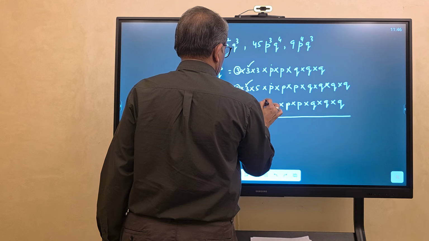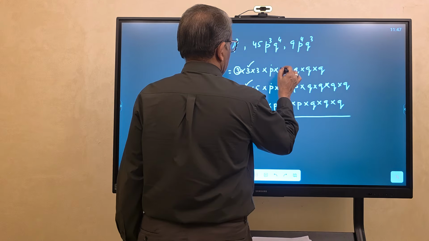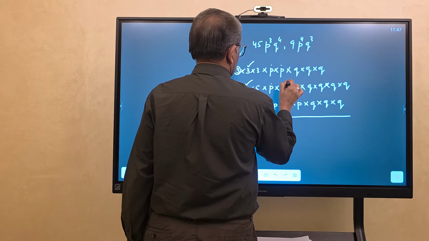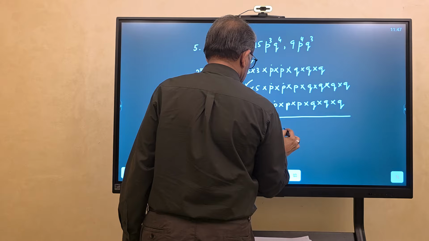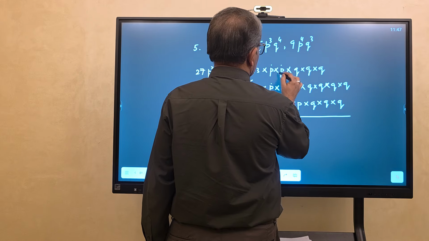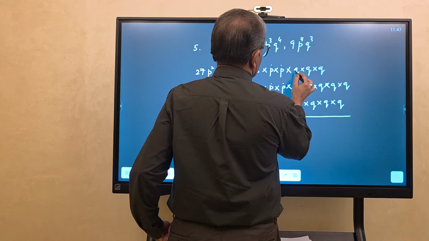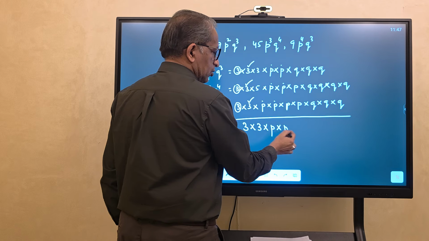Then coming to P. P, P, P. We have one P. Do you have another P? Yes, 1, 1, 1. So 1 again. Do you have another? No, because here you see 2 P's only. So here 2P, 2P. There is no other P. So only 2 P's are there.